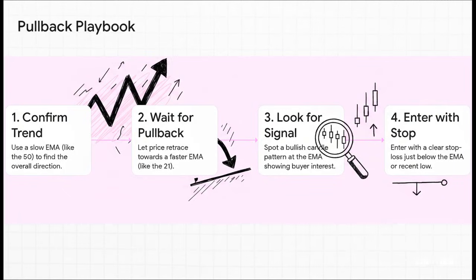It's really simple. First, you use a slow EMA to confirm the main trend. Is it up or down? Second, you just wait. You let the price pull back to a faster EMA, which acts like a moving support level. Third, and this is so important, you watch for a specific price signal, a bullish candle pattern like a hammer with a long tail, that tells you buyers are showing up right at that level. And finally, you pull the trigger, entering with a clear stop loss.